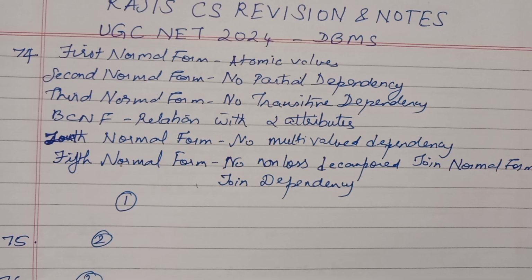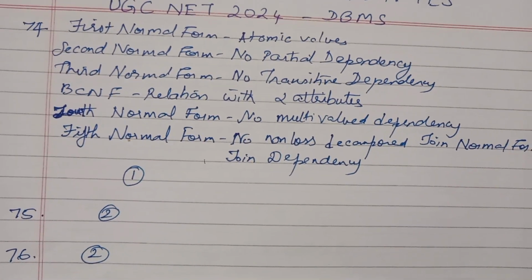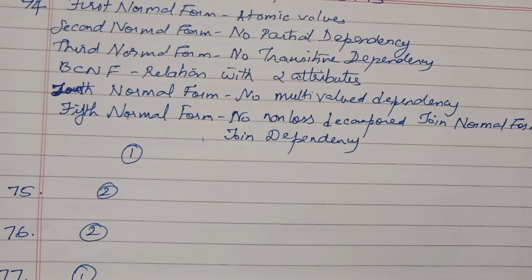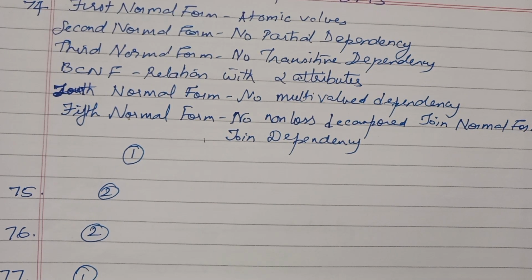Second normal form: the condition is that there should be no partial dependency. Third normal form: there will be no transitive dependency. BCNF: the condition is that it is a relation with two attributes. Then fourth normal form: there should be no multi-value dependency. And fifth normal form has non-loss decomposition, or joint normal form. It is always called joint normal form or joint dependency. Hence the correct answer to this question is option number 1, that is joint dependency.